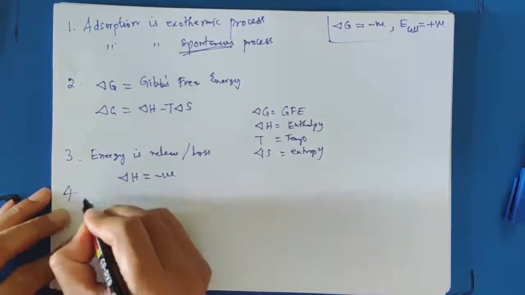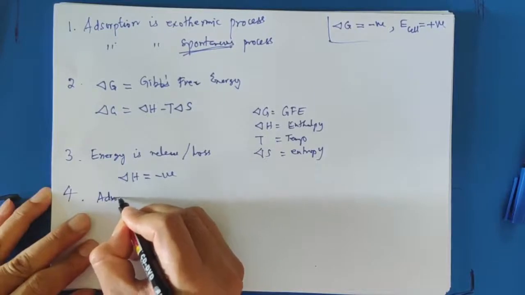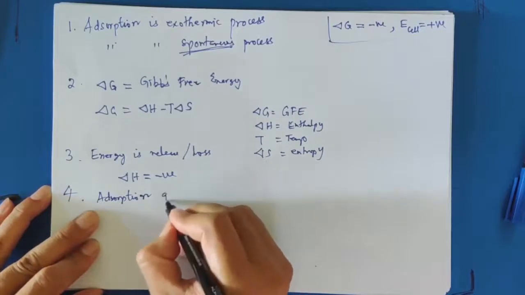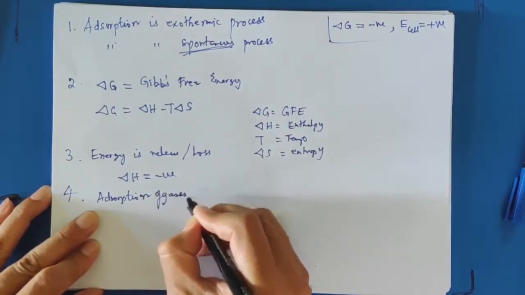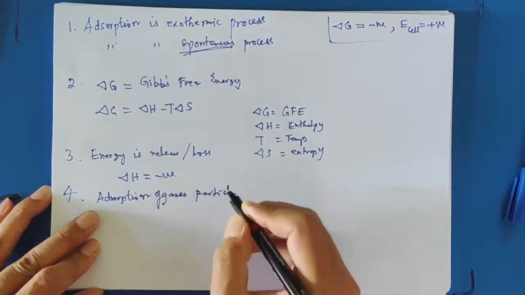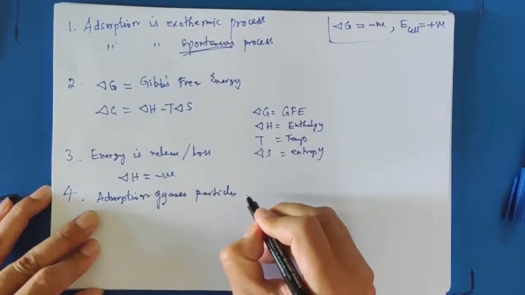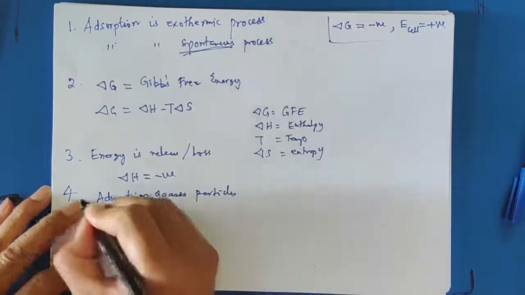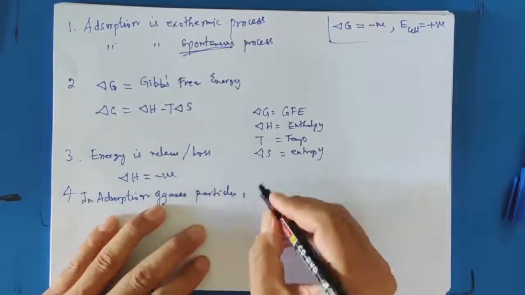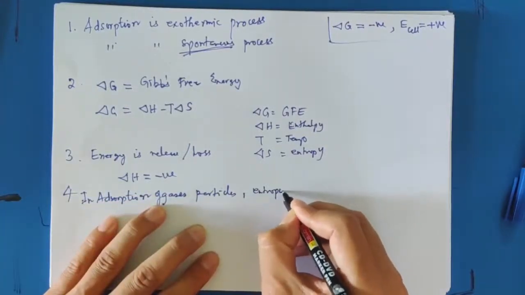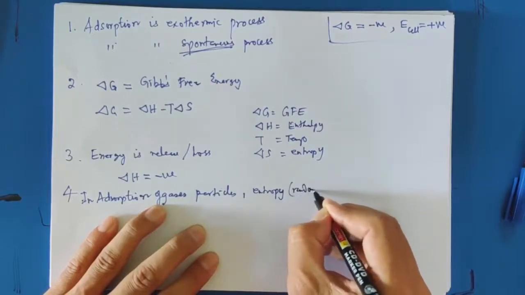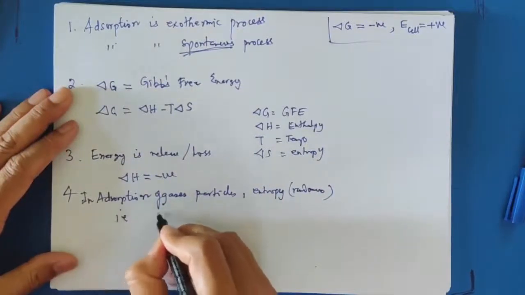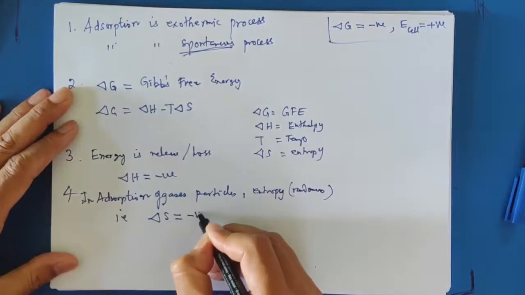Okay, adsorption process. Adsorption of gaseous particles. Once adsorption of gaseous particles takes place, entropy also decreases. Entropy is randomness in thermodynamics. Randomness also decreases, meaning delta S is negative.